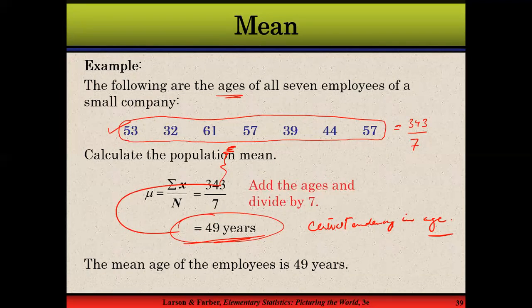And how does it do that? It tries to aggregate the impact of all these values in the center, and that center lies at 49 years. Okay, it is just like a balancing rod. If you put something to balance, the balancing rod would be in the very center of it. So that is the mean of a data set.